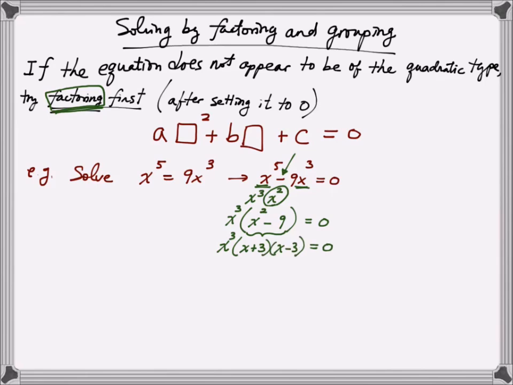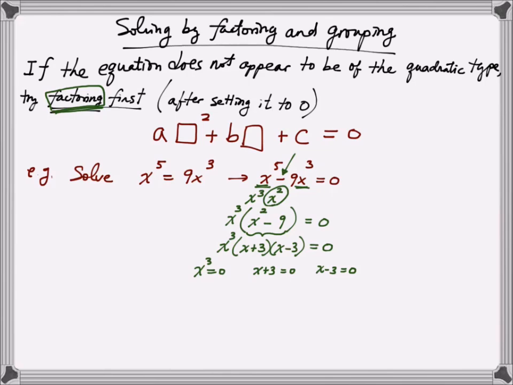And then we use this extension of the zero product property, which says that if you have a product of multiple things all equal to 0, then it has to be the case that one of those factors has to be equal to 0. That means it's either going to be x cubed equal to 0, or x plus 3 equal to 0, or x minus 3 equal to 0. They don't all have to be equal to 0 simultaneously, but it has to be the case that one of those three has to be equal to 0.